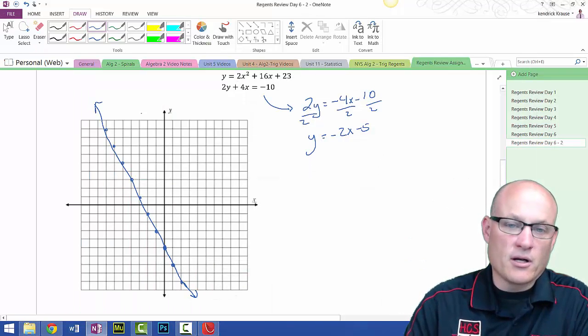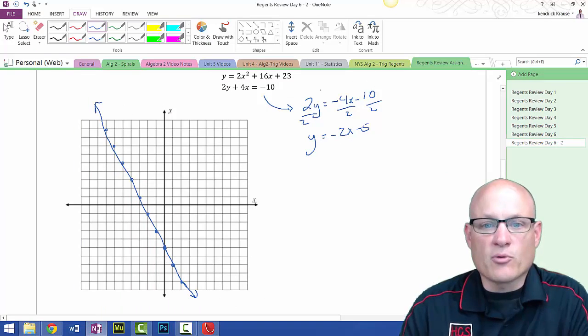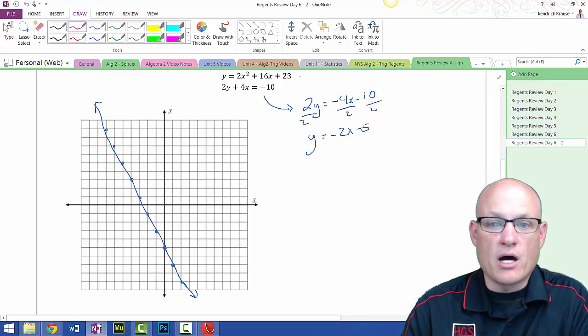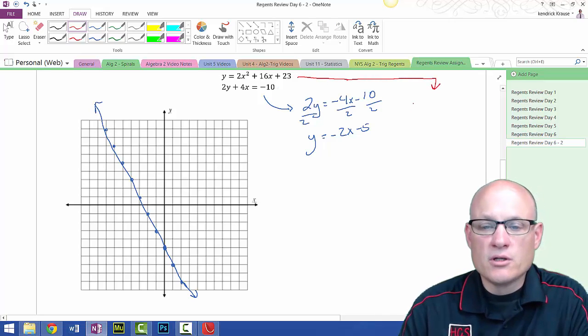It was bothering me. All right, so that's done. Now I got to do this parabola. Let's change color. The parabola. So, let's see. First thing I'm going to do is the axis of symmetry.